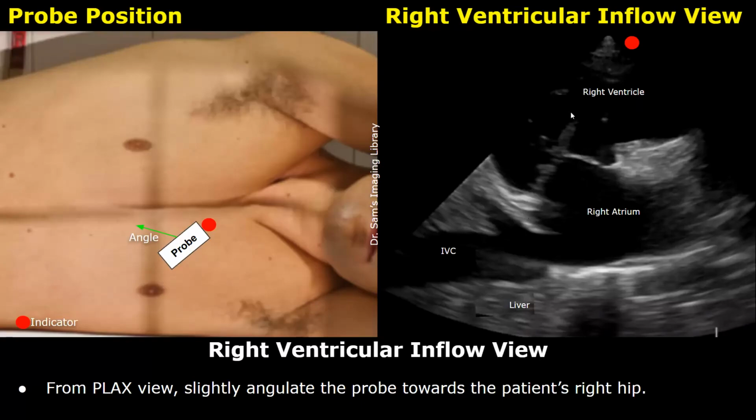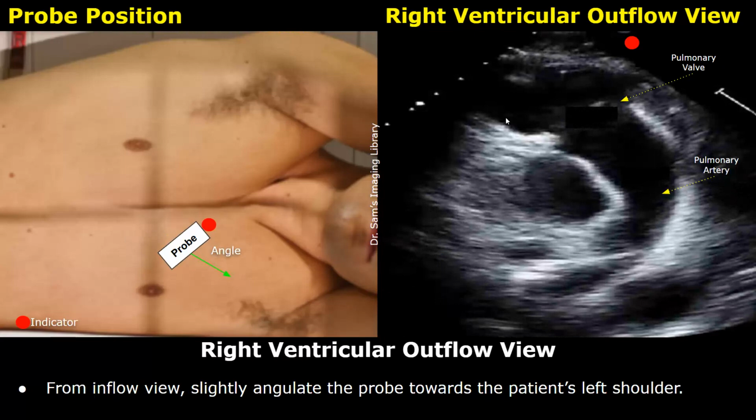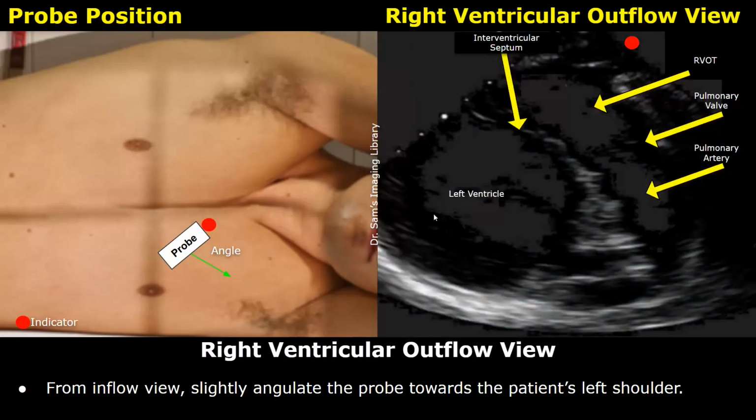This image is formed. The right ventricular inflow view shows the chambers which receive blood from the body. We can see the inferior vena cava, which drains blood into the right atrium and the right ventricle. Next view is the right ventricular outflow view. It is a good view of the pulmonary artery and the pulmonary valve. To get this view, slightly angulate the probe towards the patient's left shoulder. With some angulation adjustments, you should also be able to see the left ventricle and part of the interventricular septum.